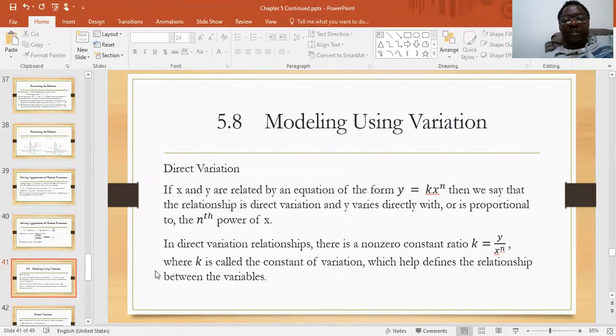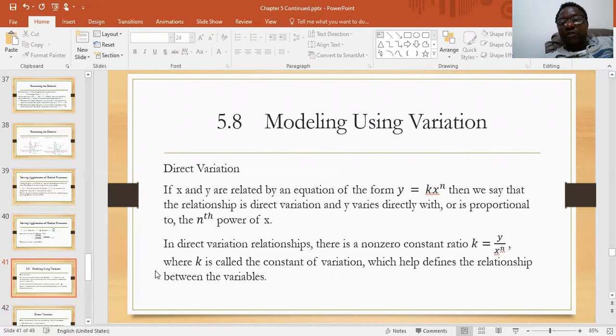Last section, 5.8, modeling using variation. We are going to look at different types of variation. The first one is direct variation. When we say that x and y are related by an equation of the form y equals k x^n, then we say that the relationship is a direct variation and y varies directly with, or is proportional to, the nth power of x.